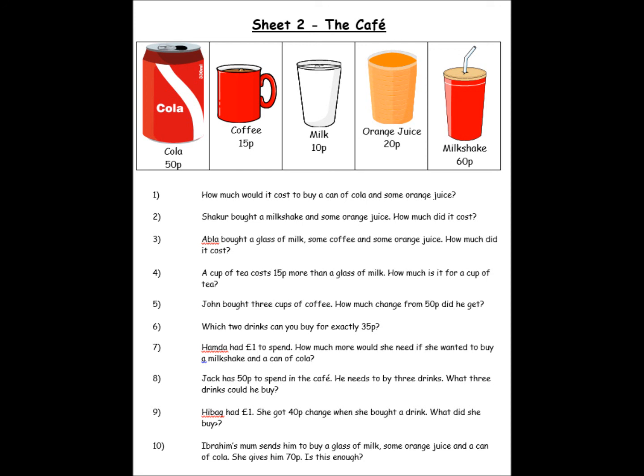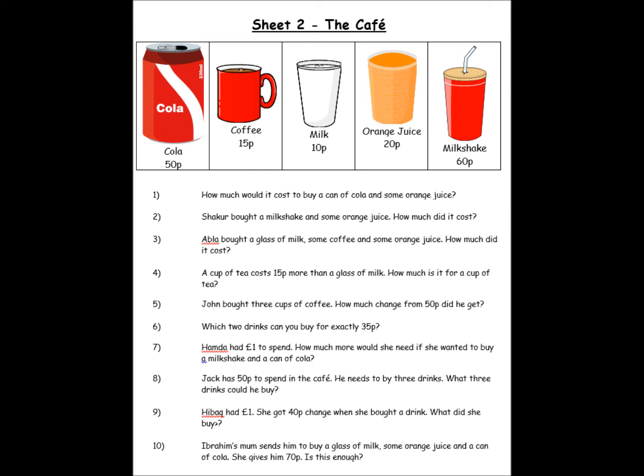For question 4, another wordy problem there. A cup of tea costs 15p more than a glass of milk, so the word more there tells us we're going to be adding. For question 5, John bought 3 cups of coffee, so we're going to have to work out how much 3 cups of coffee costs first of all, and then the second part of that question, how much change from 50p did he get?